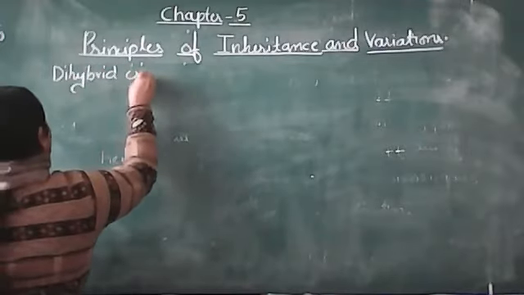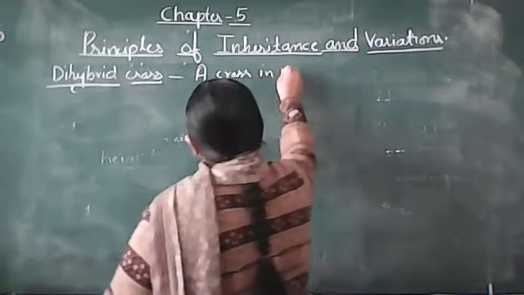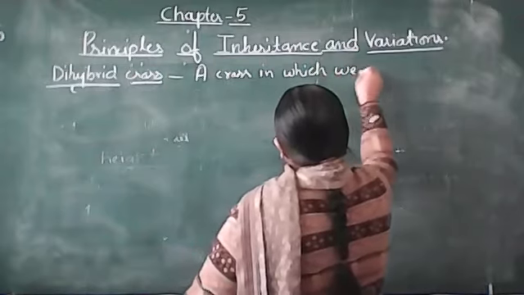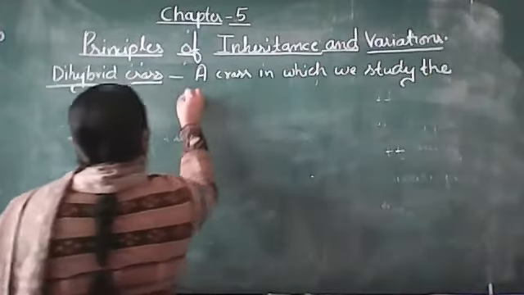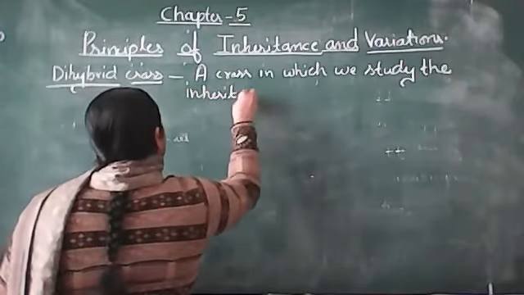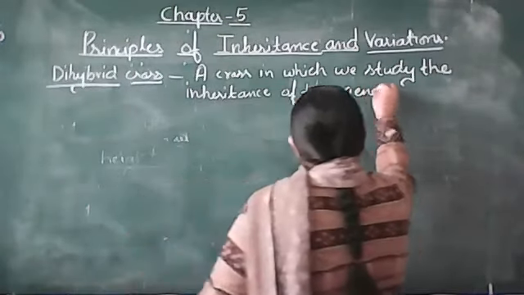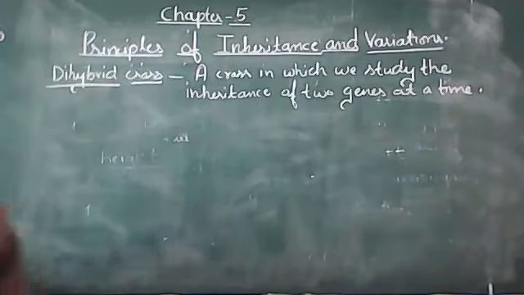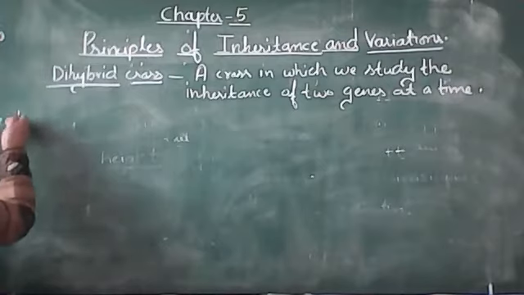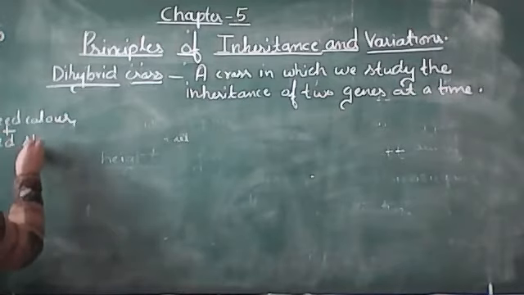What is a dihybrid cross? A dihybrid cross is a cross in which we study the inheritance of two genes at a time. Okay, students, here I am taking two characters simultaneously. So one is the seed color, and along with seed color, I have taken seed shape.